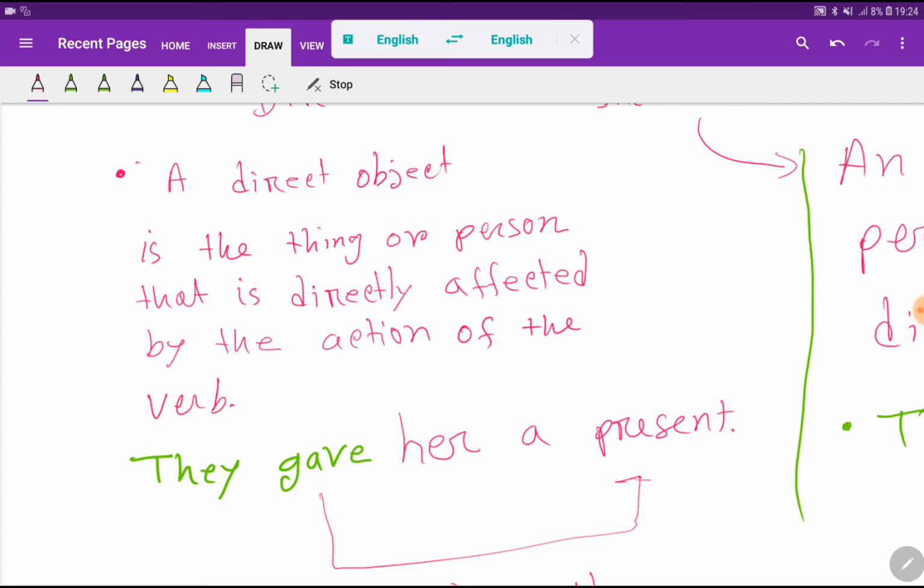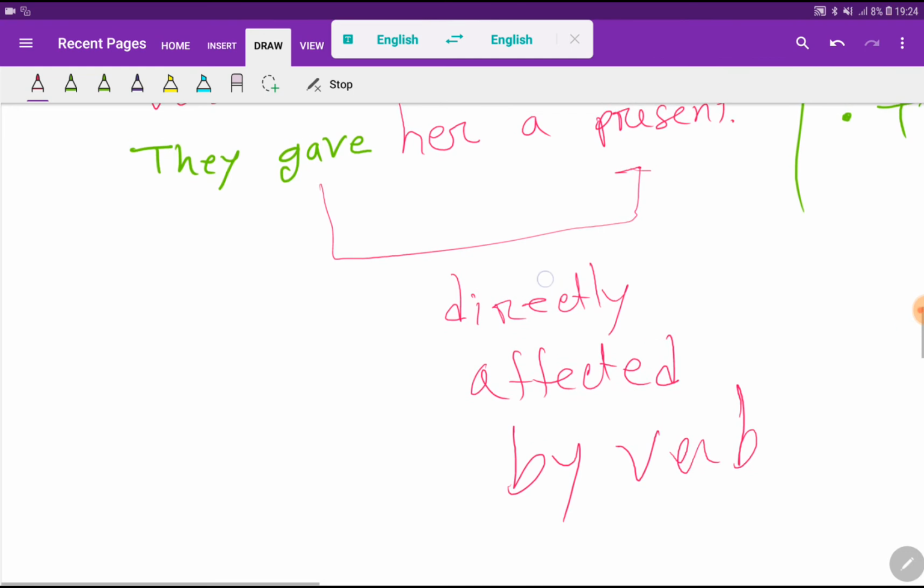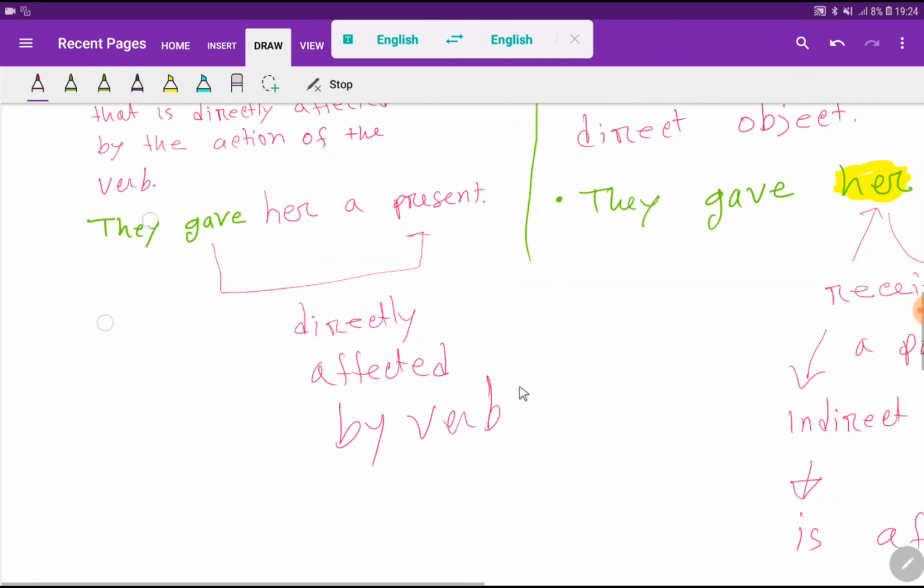That is, the indirect object will receive the direct object, and the direct object is directly affected by the verb. A present is a direct object because it is directly affected by the verb gave, and her is an indirect object because it is receiving the direct object, a present, right? So keep this in your mind.